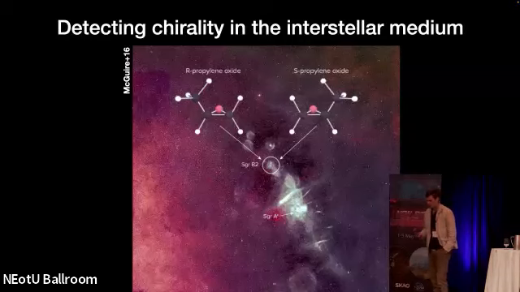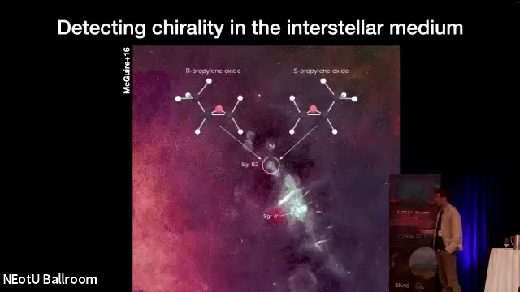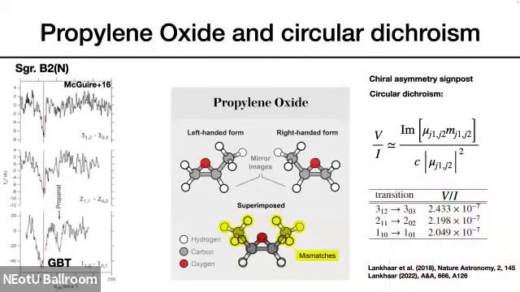Life on Earth is distinctly homochiral, and this homochirality has already set in the gas phase of the interstellar medium. Here you can see the observations. These are from the GBT. So propylene oxide is seen in 3 transitions.